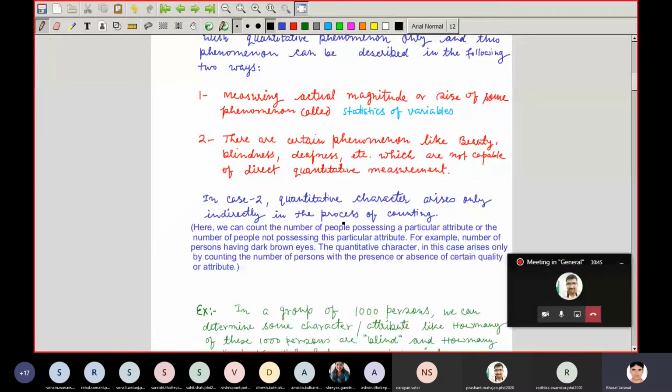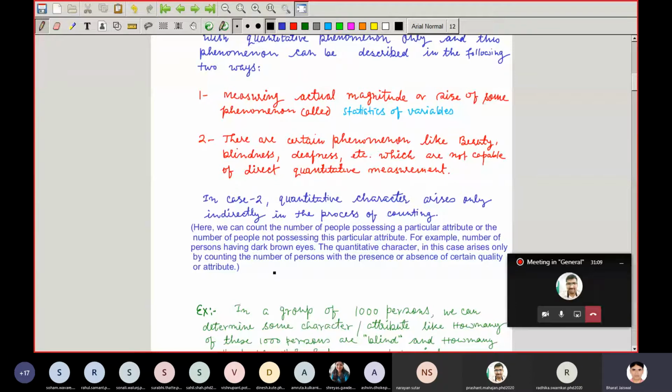Getting students? Yes, sir. So there are certain cases where we cannot determine the quantitative analysis. Like in this example, we cannot determine quantitatively blindness, beauty, deafness, or something like that. Characteristics or attributes cannot be determined directly quantitatively. That is why this topic arises.